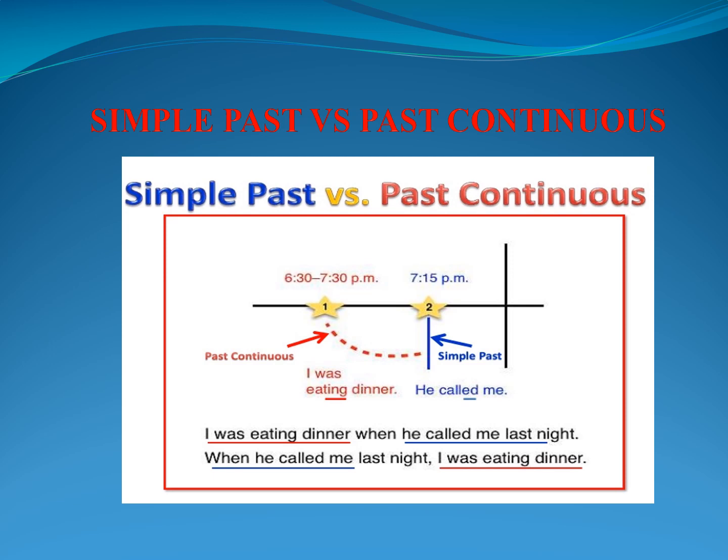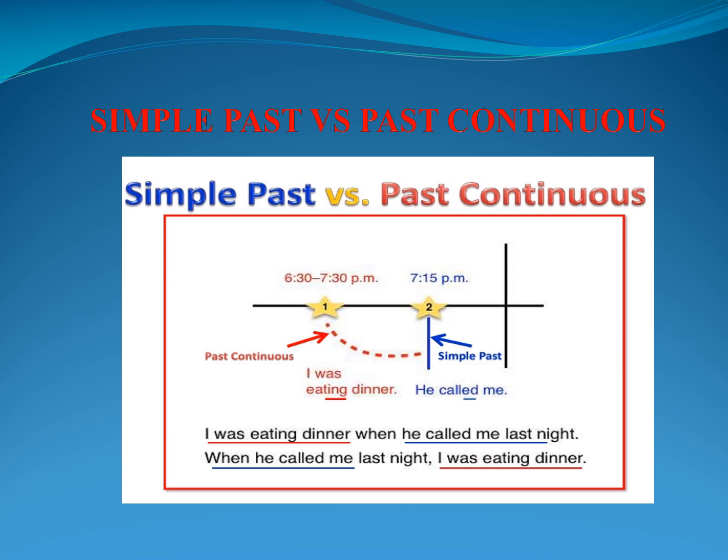So it means that the action of the past continuous is always the first to happen, and then the action of the simple past. I was eating dinner when he called me last night. Or we can say, when he called me last night, so we must put a comma here. When he called me last night, I was eating dinner. The meaning stayed the same.